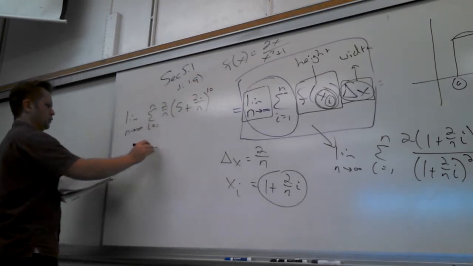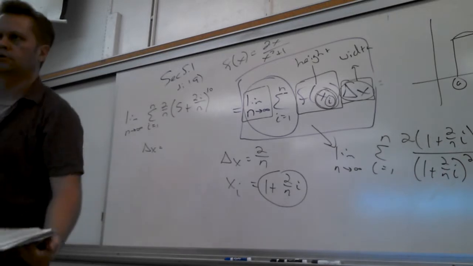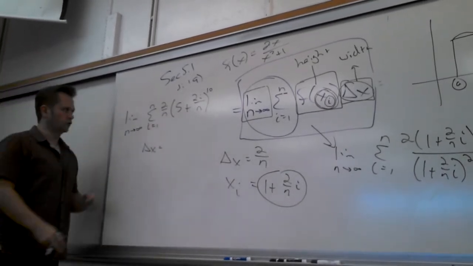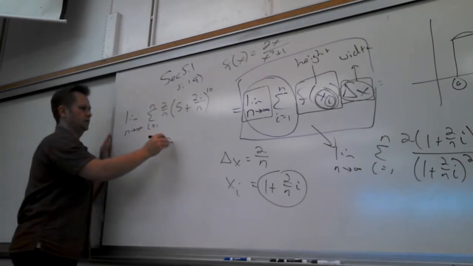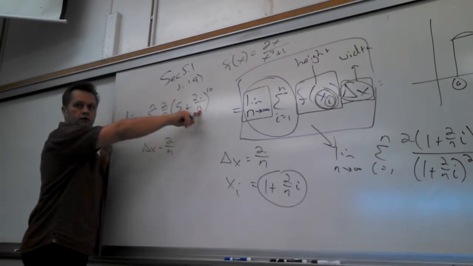First off, can anybody tell me what delta x must be? 5 plus 2 over n. 2 over n. They just put it in the front. Look at them. Right? And you can see it here.